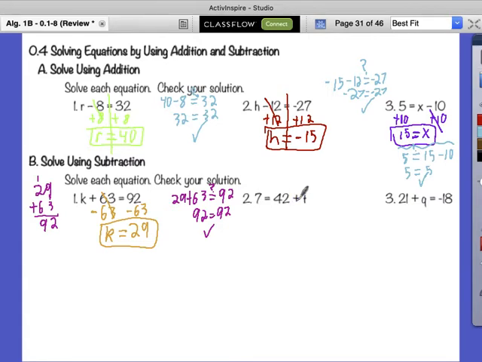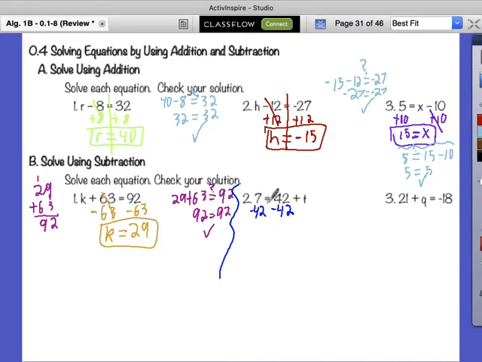So I'm asking the question before that one. What's happening with our variable? We're adding it with 42. How are we going to undo addition? Subtraction. So we're going to subtract 42 from each side. If you want to do that line with the equal sign again, you can.